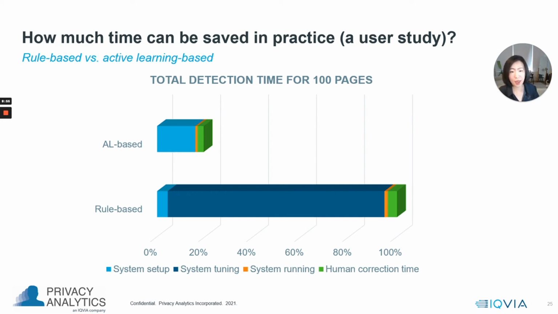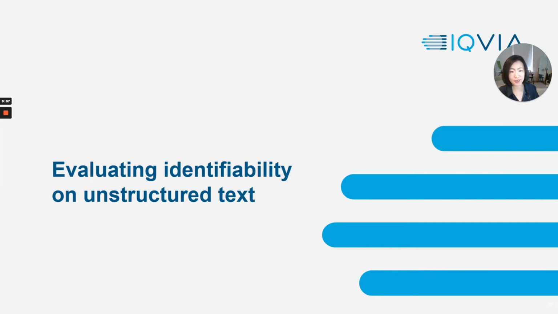Now, this concludes my segment on AI/ML. We talked about active learning. We also talked about transfer learning. Feel free to leave any questions in the chat. And for now, I'll just hand off to David to talk about identifiability on free text. Thank you.